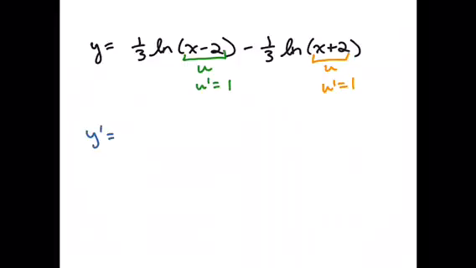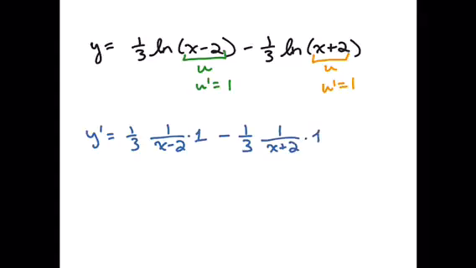So, if I take the derivative of the first term here, 1/3 stays out front. The derivative of natural log of u is 1 over u, which is x minus 2 in this case, times u prime, which is 1. Then we keep the minus 1/3 for the second term. The derivative of natural log of u is 1 over u, which is x plus 2, times u prime, which is 1. And we get 1 over 3 times x minus 2 minus 1 over 3 times x plus 2.